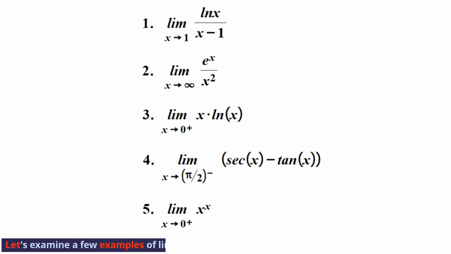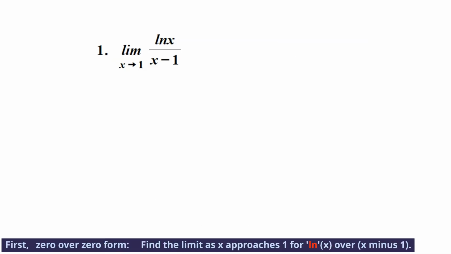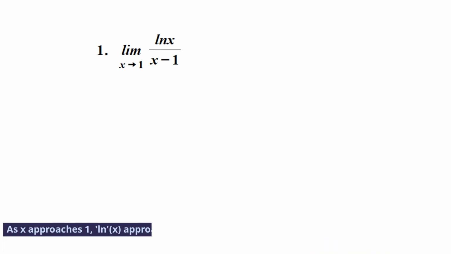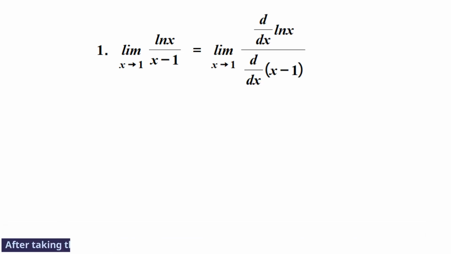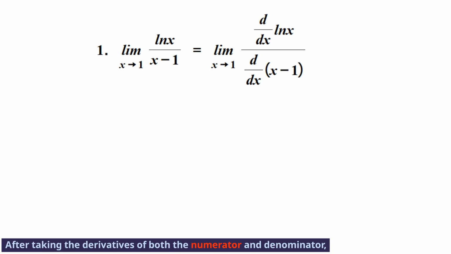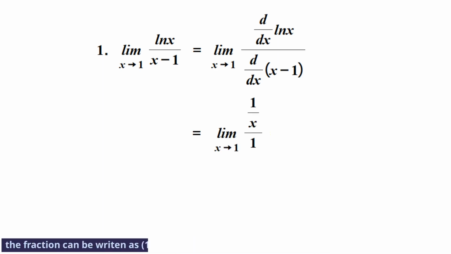Let's examine a few examples of limit problems. First, 0 over 0 form. Find the limit as x approaches 1 for ln x over x minus 1. As x approaches 1, ln x approaches 0, and x minus 1 also approaches 0, so we can apply L'Hopital's rule. After taking the derivatives of both the numerator and denominator, the fraction can be written as (1 over x) over 1. In simpler terms, it becomes 1 over x. Therefore, the limit is 1.